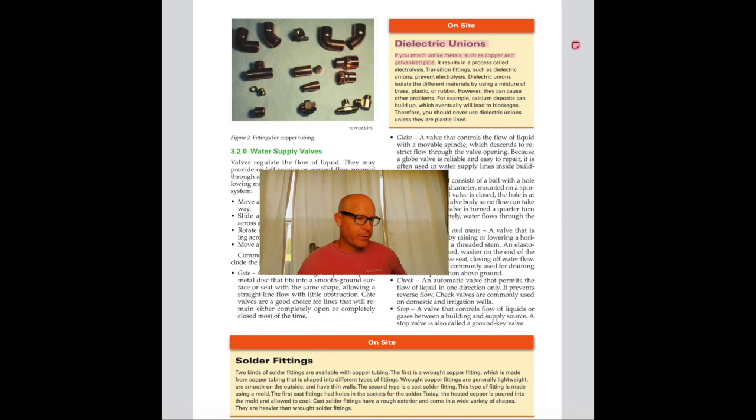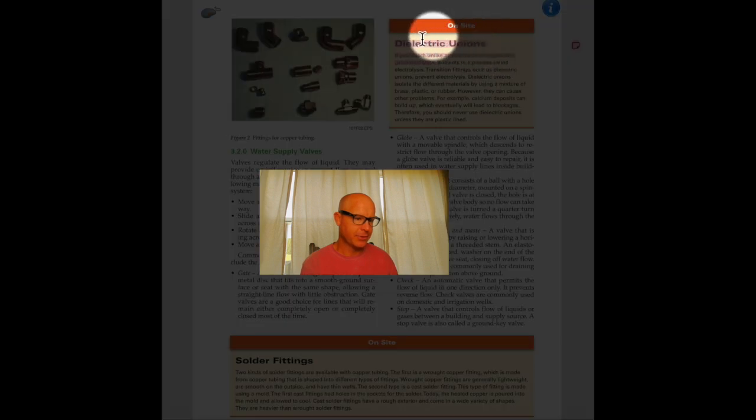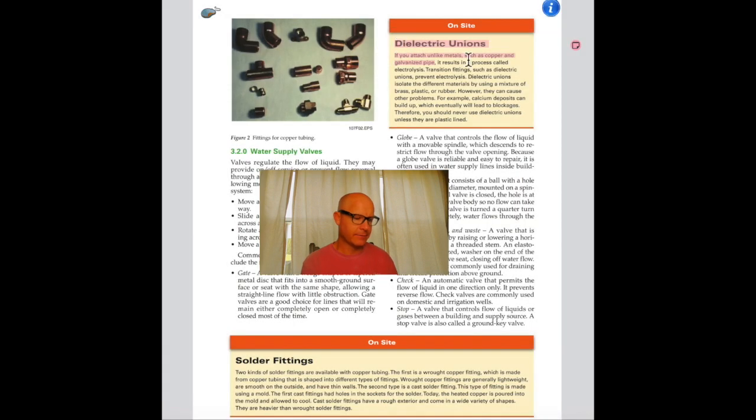Alright, we're talking about joining pipe. Dissimilar types of metals can cause a process called electrolysis. Well, how we join them to prevent electrolysis is dielectric unions. So if you attach unlike metals such as copper and galvanized pipe, you should use a dielectric union right there.